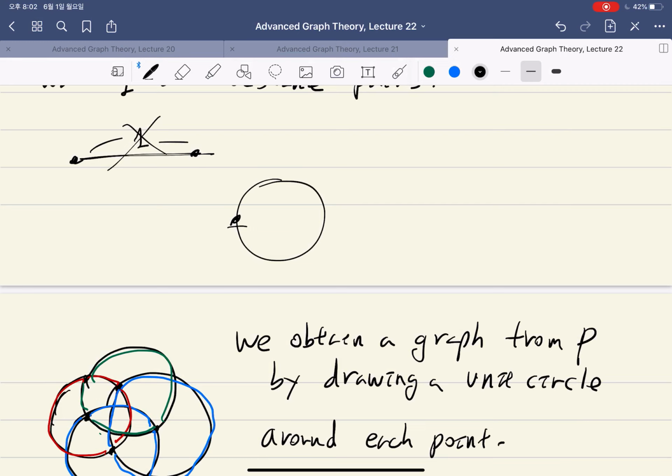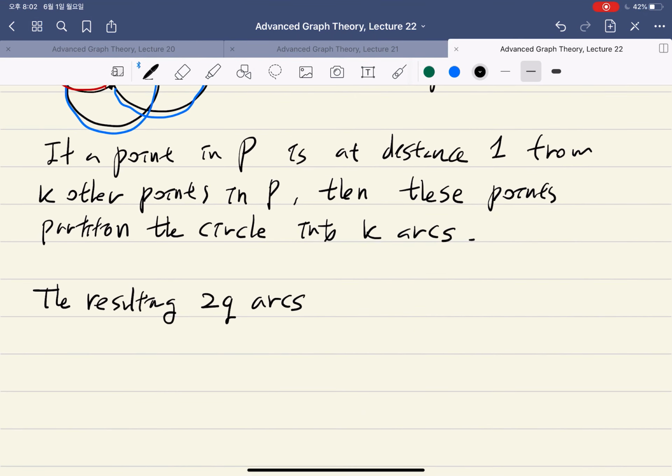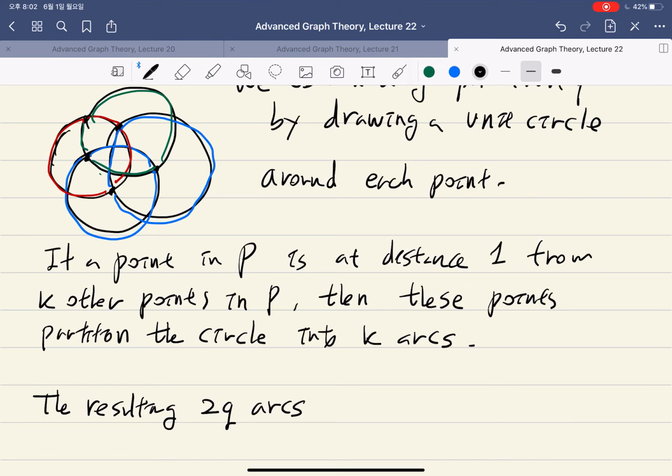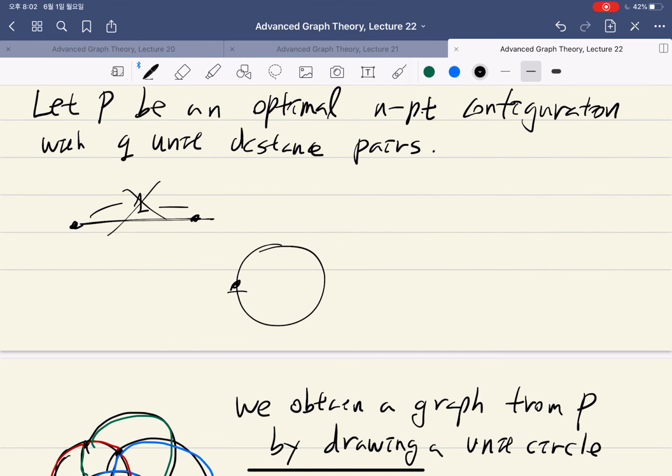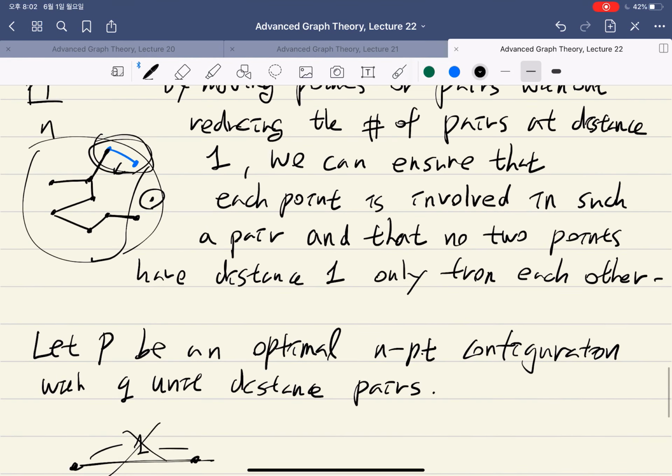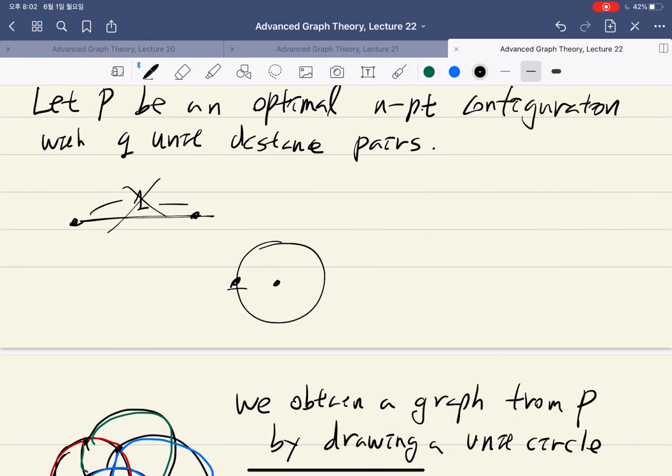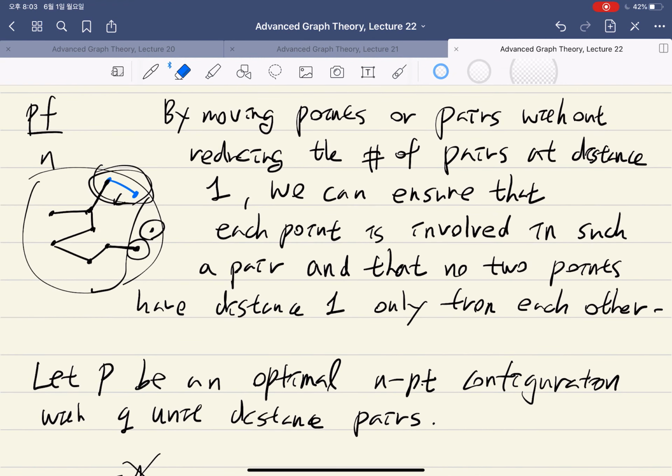And we said that Q unit. And also we can assume that if there is one point which has distance 1 to one point and then no other, so in the case that this unit circle has only one point on this circle, in that case what we can do is we can take this and then we rotate it a bit.